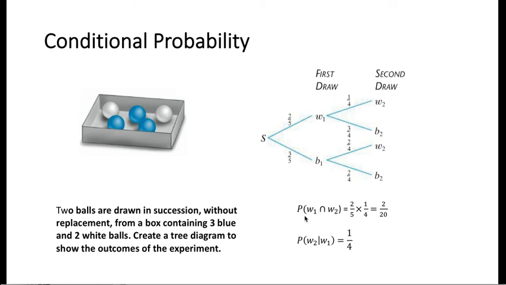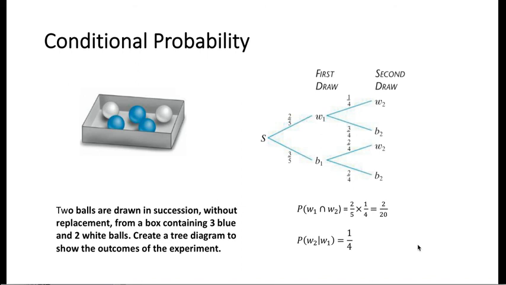One other thing I want to point out is the probability of a white ball being drawn on the first draw and the second ball being white. What's the probability that the first ball is white and the second ball is white? To find that probability, you multiply this whole path. The probability of the first ball being white is 2/5. The probability of the second ball being white is 1/4. 2/5 times 1/4 is 2/20, or 1/10 when you simplify it.